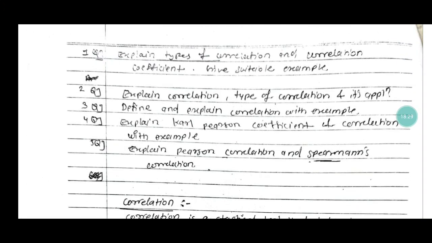So here are some example questions for 10 marks questions and answers. Number 1: explain types of correlations and correlation coefficient. Give a suitable example and explain the correlation, types of correlation and its application. Define and explain correlation with an example, explain Pearson's coefficient and its correlation with an example, and also explain Pearson's correlation and Spearman correlation.